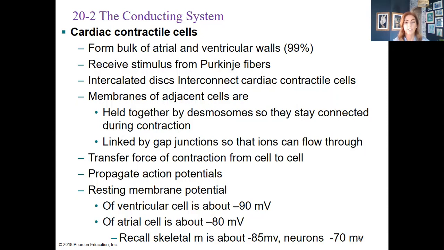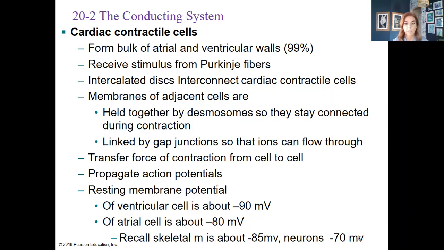And we have those intercalated discs that are going to connect these cells together so that there isn't any interference to the signal and everything contracts in a coordinated, synchronous beat, okay? They are going to be linked by gap junctions so that the ions can flow through, so that we can go from one to the next to the next to the next without there being any impedance to the flow of those ions.